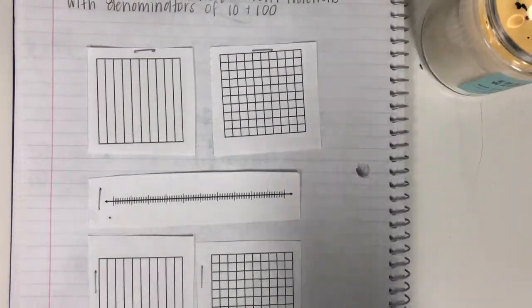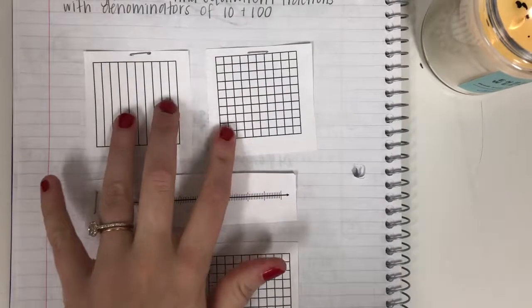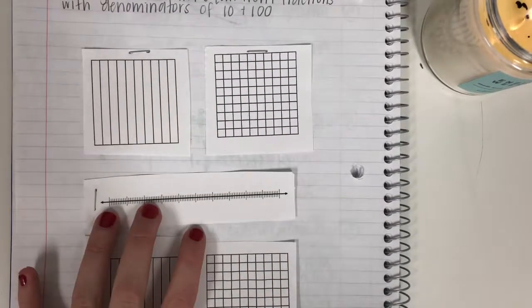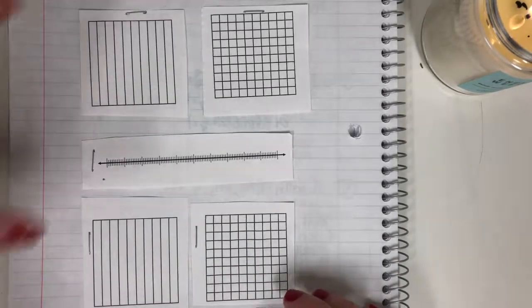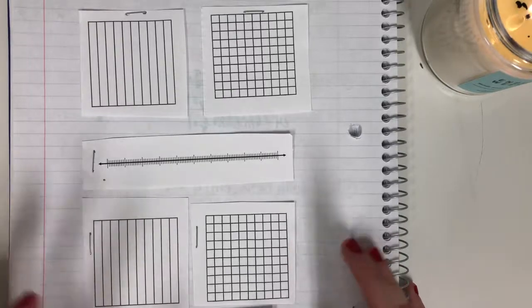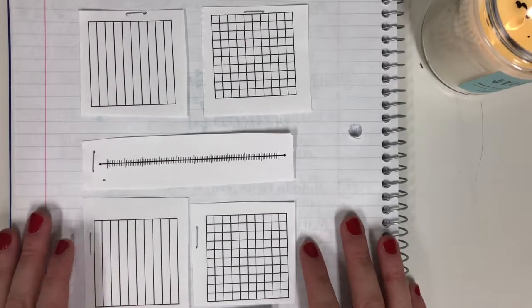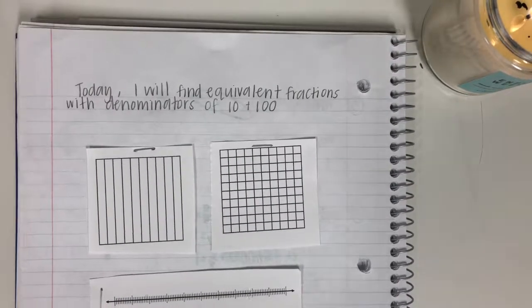Okay, so here is how I put in all of my models. So I have my area models up here, and then I have a number line, and then I have more area models, and then another number line. So this is going to be one problem, and this will be another problem. So glue yours in or staple yours in like this, and then once you're all set and ready to go, hit play, and we'll continue.